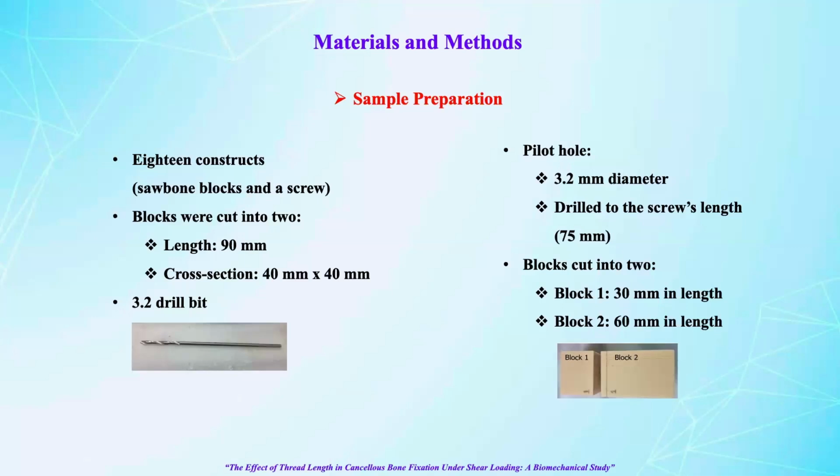As a first step, 18 pieces of saw-bone blocks, each having a length of 90 millimeters and a cross-sectional area of 40 by 40 millimeters, were precisely cut from the original block. A 3.2 drill bit was then used to create the pilot hole. The pilot hole was drilled to the screw's length. After drilling, each saw-bone block was precisely cut into 2 blocks, block 1 with a length of 30 millimeters and block 2 with a length of 60 millimeters.